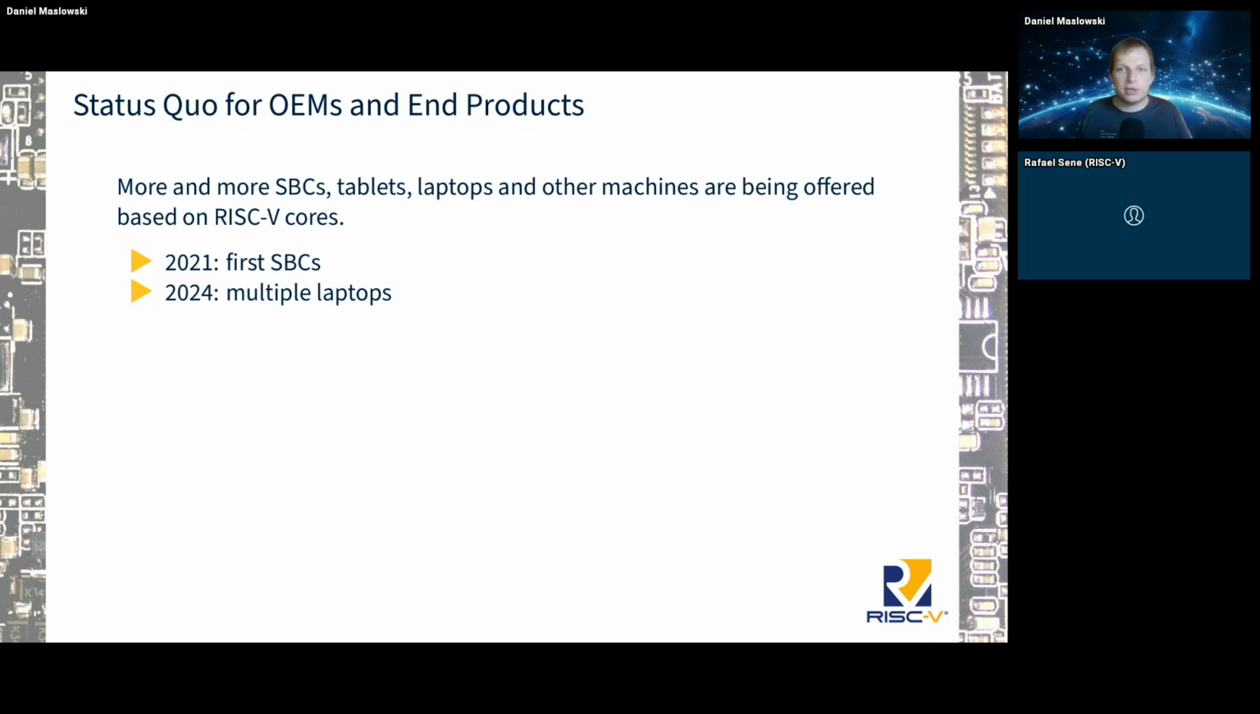If we look at the current timeline, it's actually quite amazing, right? In 2021, that was when the Nezha was released, and I actually bought it myself, and that's how I got involved with RISC-V after all. And now, just 3 years later, we already have a good bunch of laptops being announced. Like, I'm aware of at least 4.